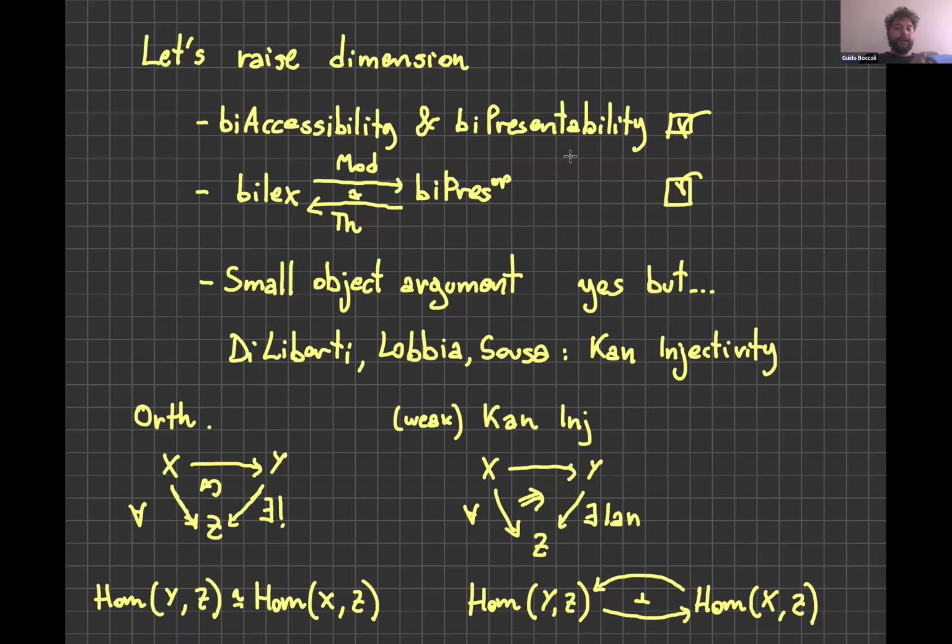For a small object argument, we have one developed in Di Liberti, Loregian, and Sosa, which is quite what we were expecting, because indeed they are not considering genuine orthogonality, but Kan-injectivity. Genuine orthogonality means that to be orthogonal to the horizontal map just means that we have an isomorphism of hom-sets. You see, maps from X to Y correspond exactly to maps from X to Z. For weak Kan-injectivity, we simply ask that for each map from X to Z, we have a left or right Kan extension, so that actually we get an adjunction of hom-categories.